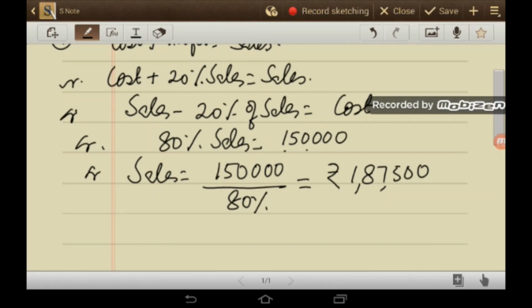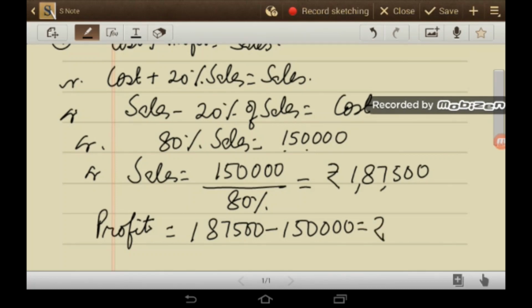And profit is the difference of selling price and the cost price. So profit is equal to 1,87,500 minus 1,50,000. So this is equal to rupees 37,500.